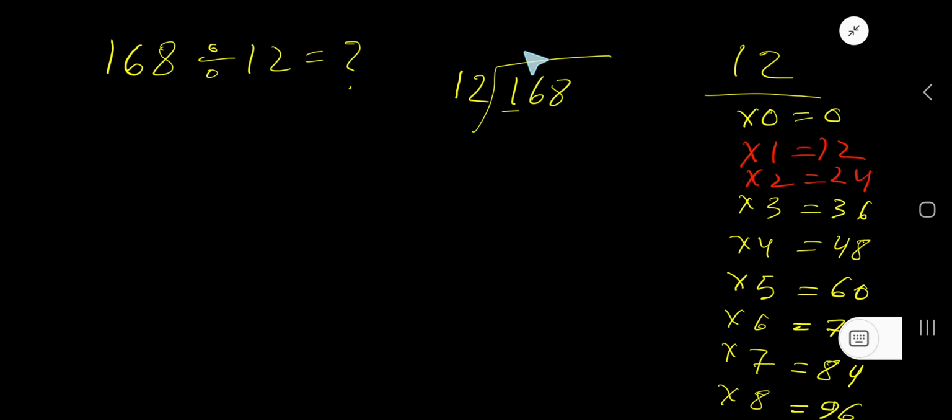12 goes into 1 how many times? 0 times. 0 times 12 is 0. Subtract, you are getting 1. Bring down this digit 6.